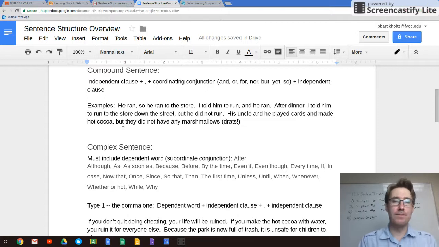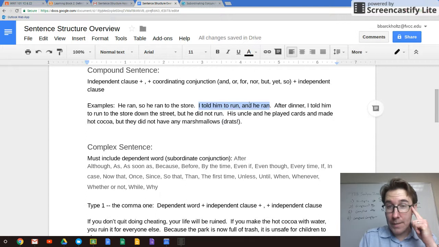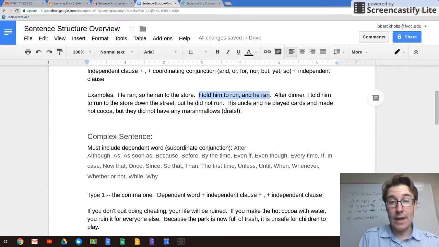We do this a lot. He ran, so he ran to the store. Or I told him to run, comma, and he ran. This is a pretty good example. Notice that I have I told him, that's the first subject verb. He ran, second subject verb, have to be separated, comma, coordinating conjunction, and or for nor but yet so are the coordinating conjunctions. Here's one: after dinner, introductory clause.